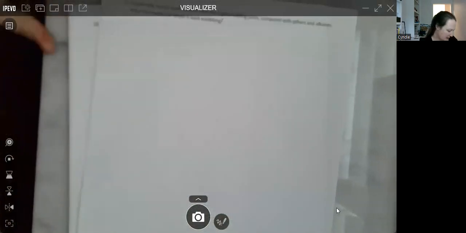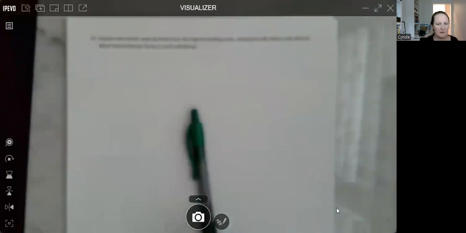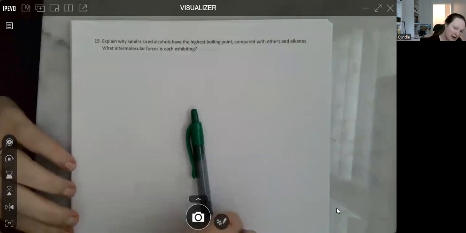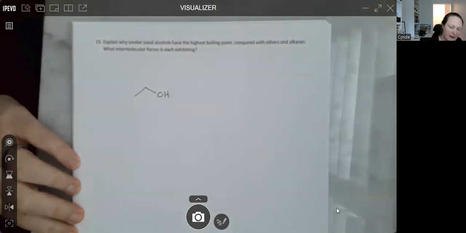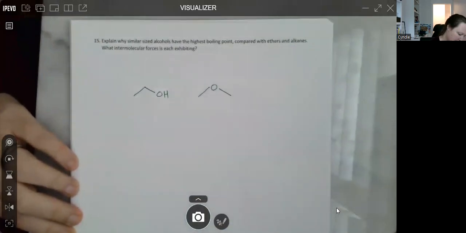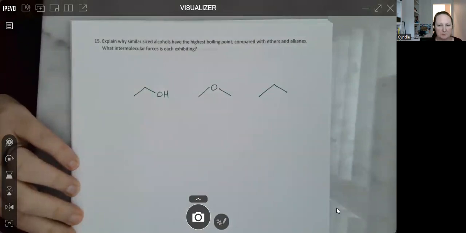All right, looking at the next question. Explain why similar sized alcohols have the highest boiling point compared with ethers and alkanes. What intermolecular forces is each exhibiting, right? So for example, we could do ethanol versus dimethyl ether versus just propane.